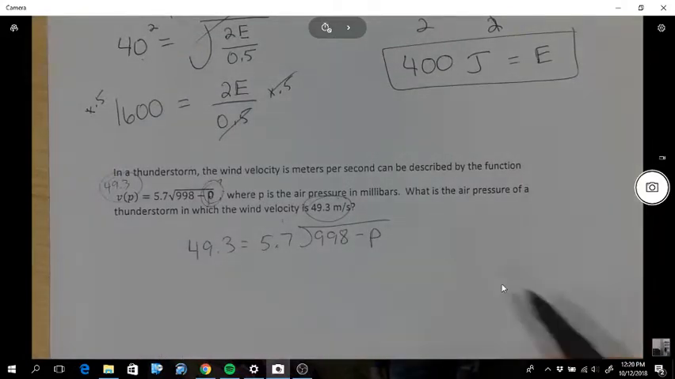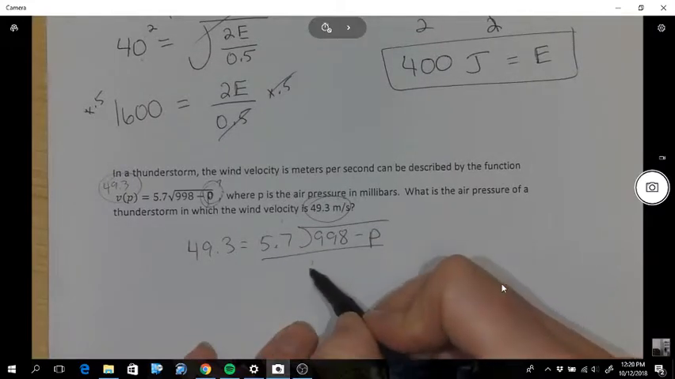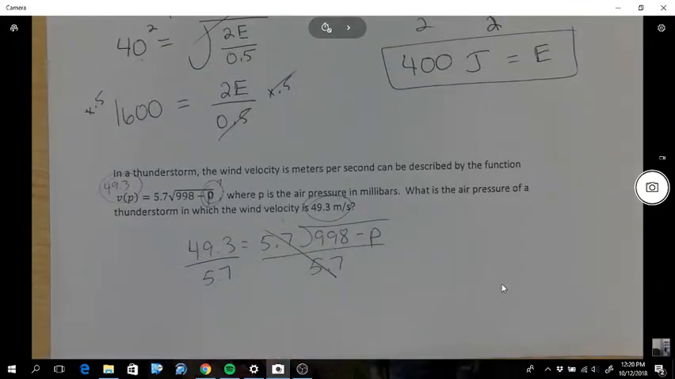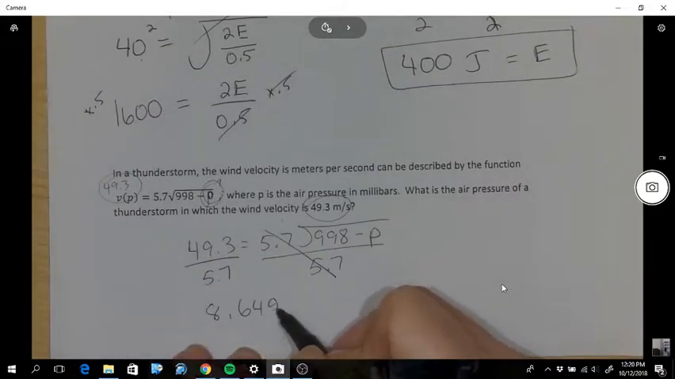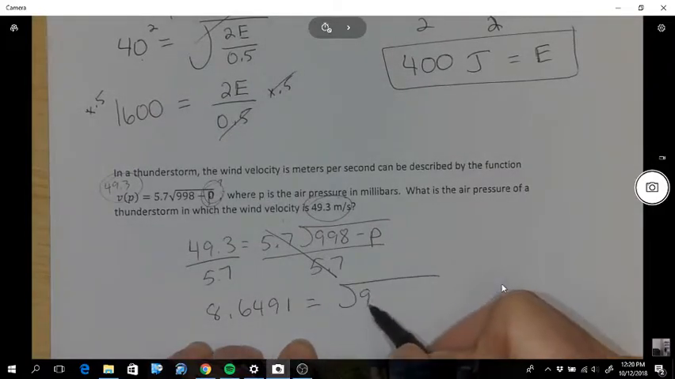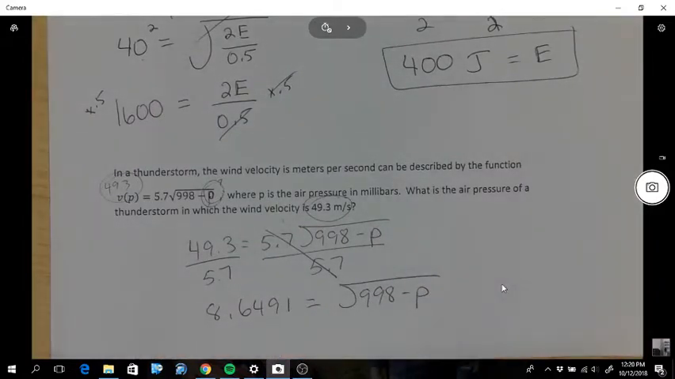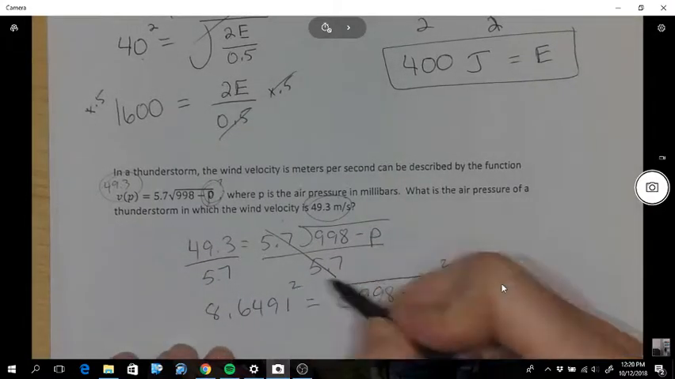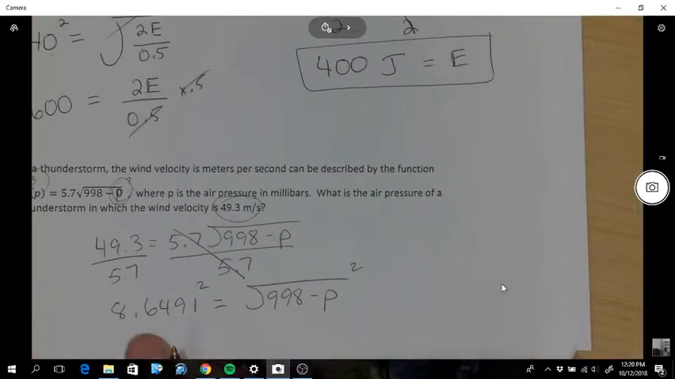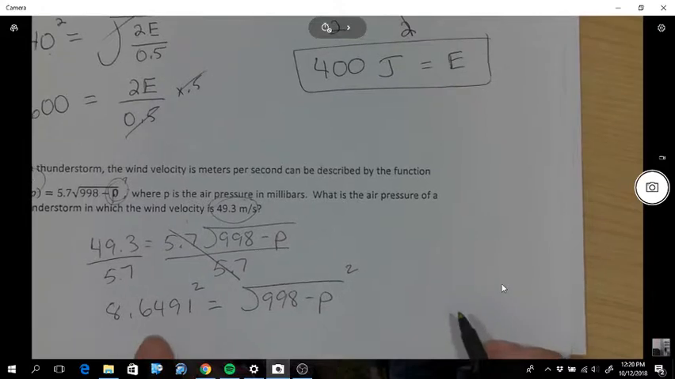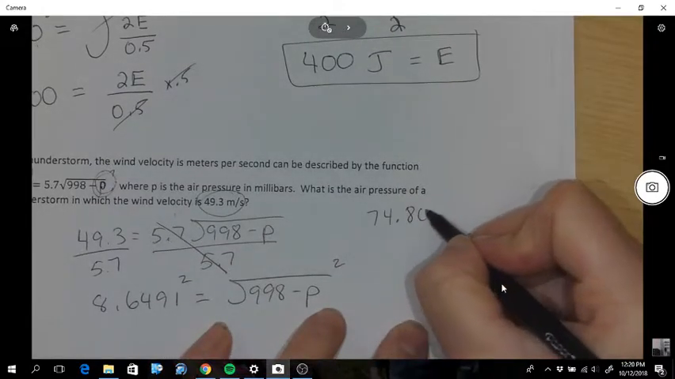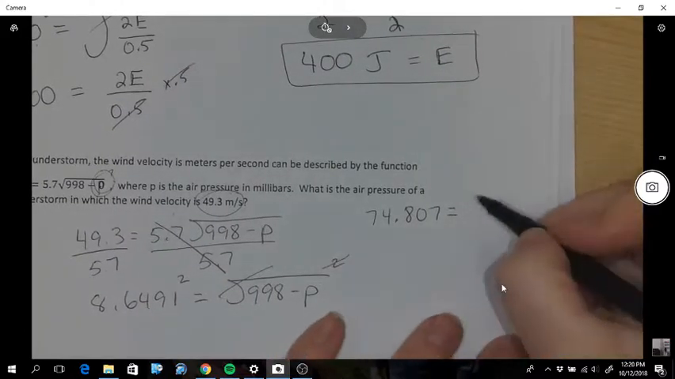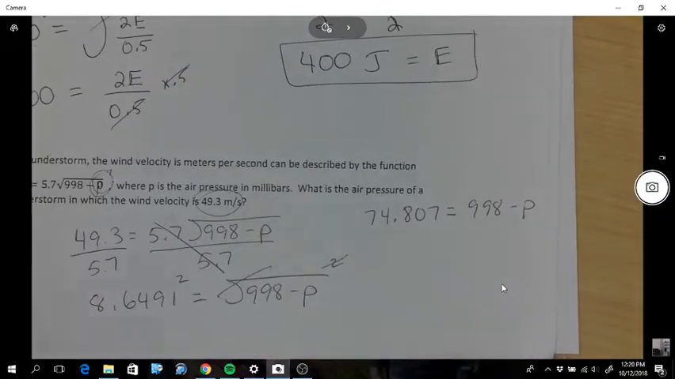So I always look, do I have the root isolated? No. I need to divide. Okay, so once I do that, I get 8.6491 equals the square root of 998 minus P. Now I have the square root isolated, so to get rid of the root, I square. Okay, so on the left, 8.6491 squared, 74.807 equals, on the right, the root and square cancel, so I get 998 minus p.